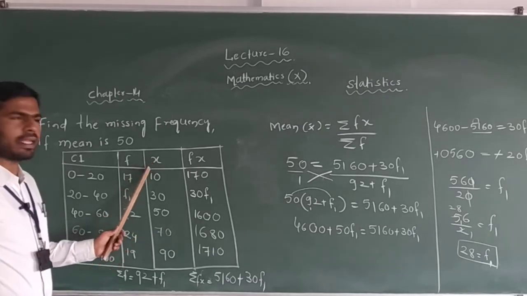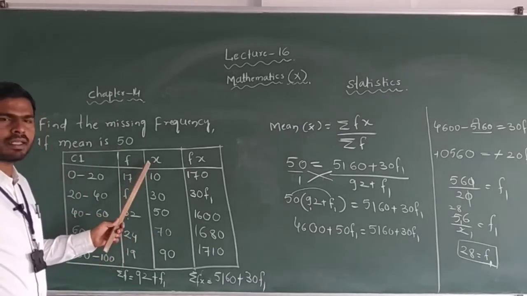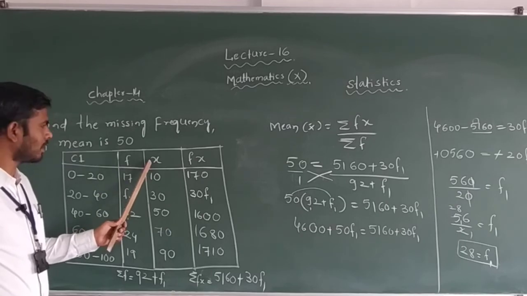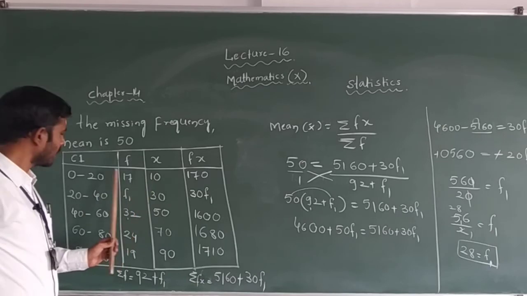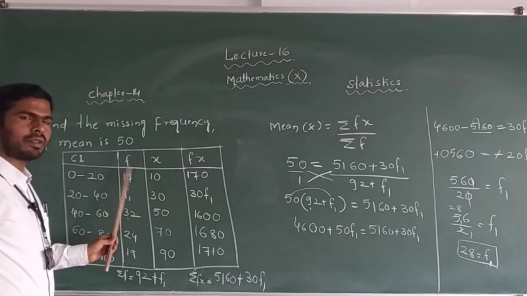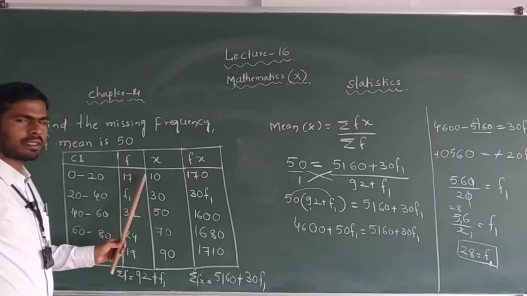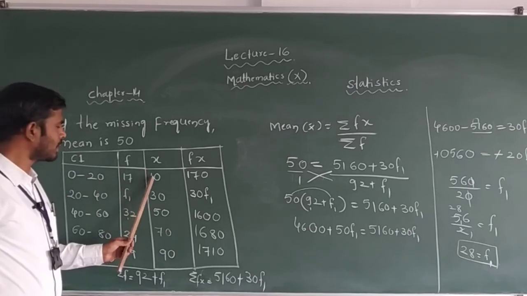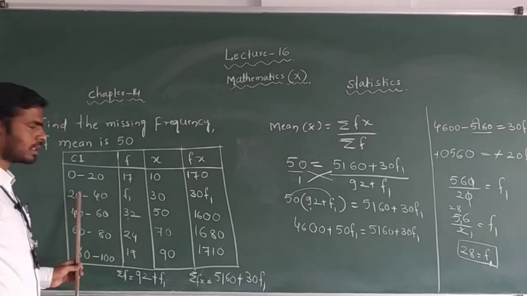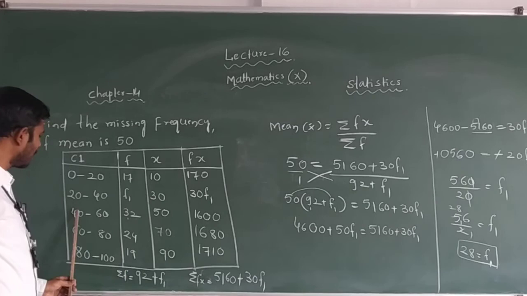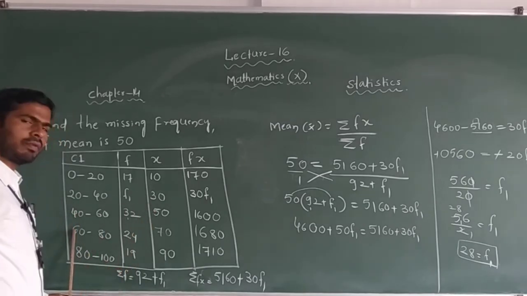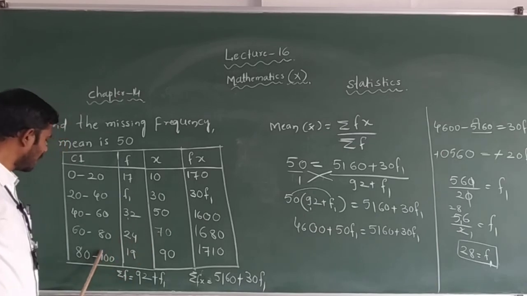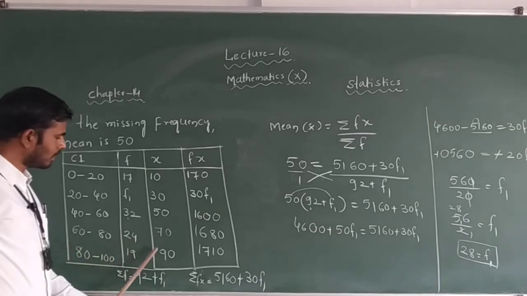First you have to find the x. Mean is given, so you require the x column, or class mark. Class mark formula is lower limit plus upper limit divided by 2. So 0 plus 20 is 20, divided by 2 means 10. 20 plus 40, 60 by 2 means 30. 40 plus 60, 100 by 2 means 50. 60 plus 80, 140 divided by 2 is 70. 80 plus 100, 180 divided by 2 means 90.